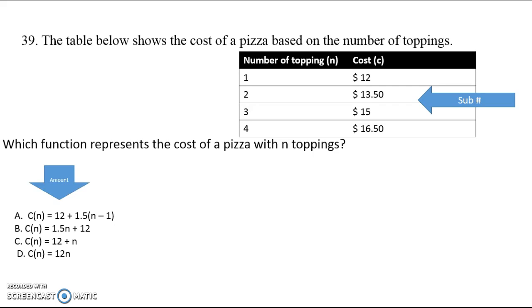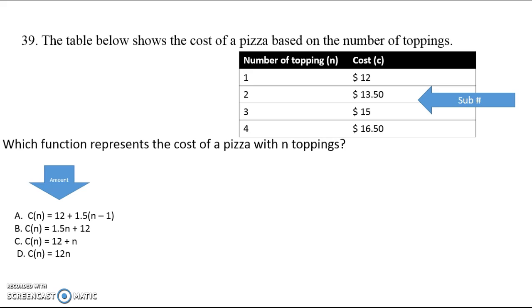The table below shows the cost of the pizza based on the number of toppings. Okay, so which function represents the cost of the pizza with no toppings? For this one, I knew that 12 was our starting point, which is the charge for one topping. So I definitely knew that we were supposed to have our 12 in the function. And we add, and for this one, I found the difference between 12 and the cost of the toppings. So every time it increased by 1.5. So for 2 toppings, 1.5 plus 12 is 13.50.